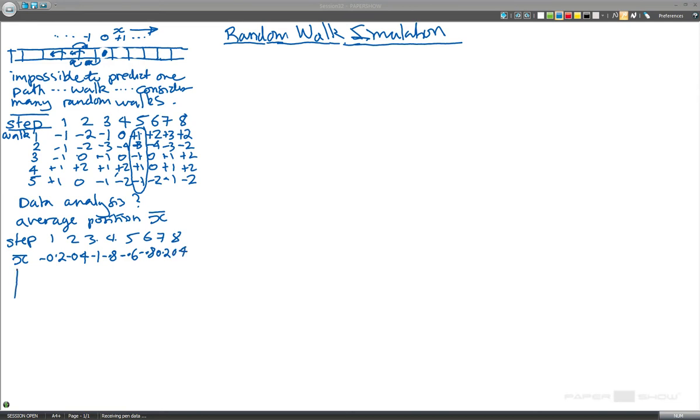And if we make a graph, so this is the mean position. I've drawn that off the edge. Let's try and draw that again. X bar on the vertical axis, and step here. I'll put some markings on for these 8 steps.